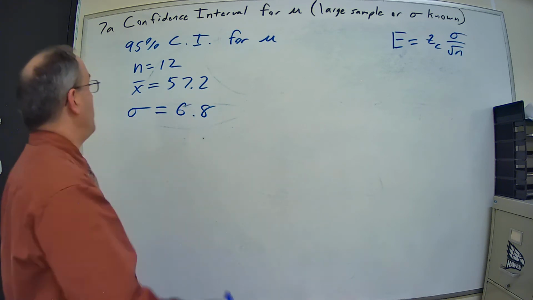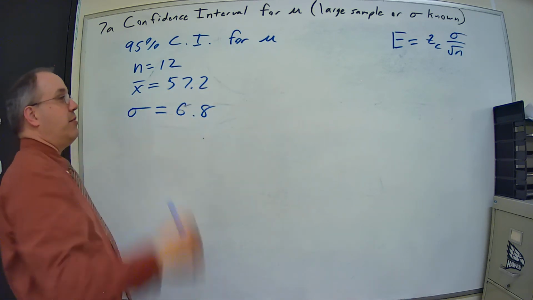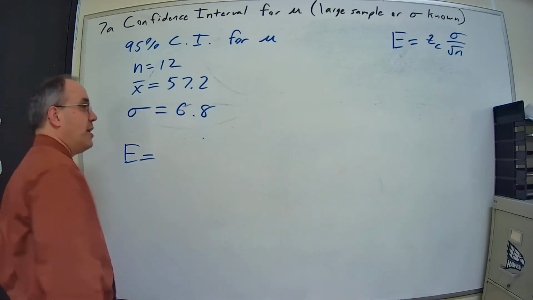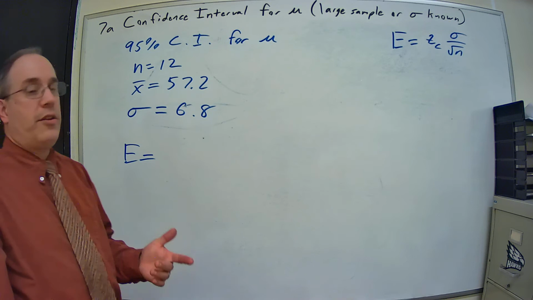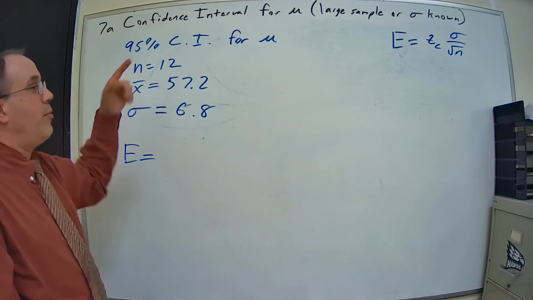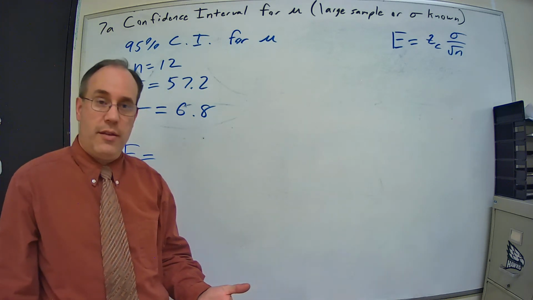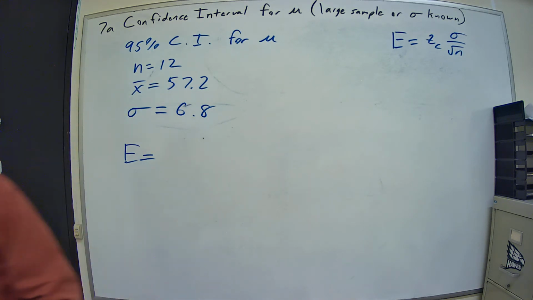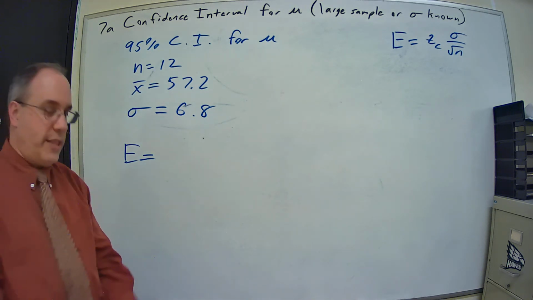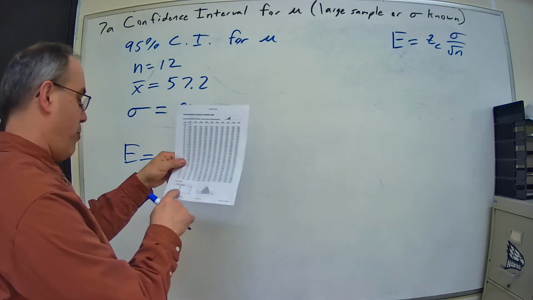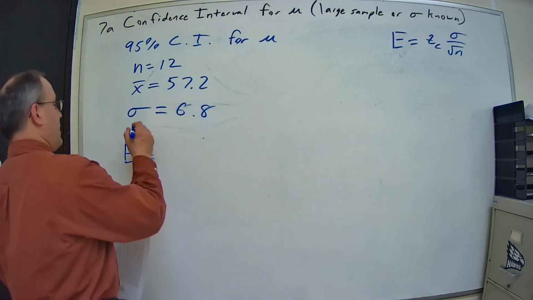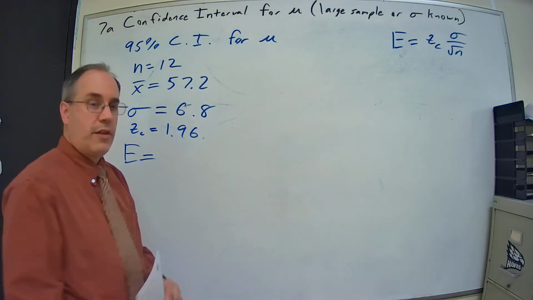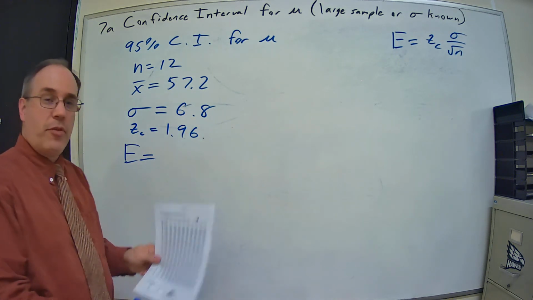So what are we going to do? We have our x bar. We need to find our margin of error. So E is equal to, well, we have sigma, we have n. What we don't have is Z sub C, the critical value. So if I've got a 95% confidence interval, I grab that table and I look at that bottom left-hand corner for 0.95, and I get Z sub C is equal to 1.96. Took it right off that little table in the bottom corner.